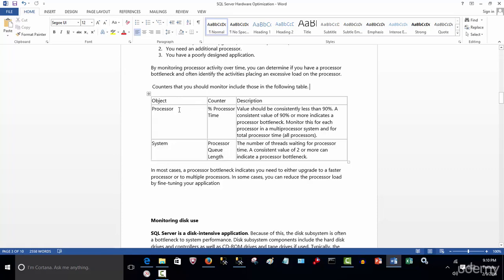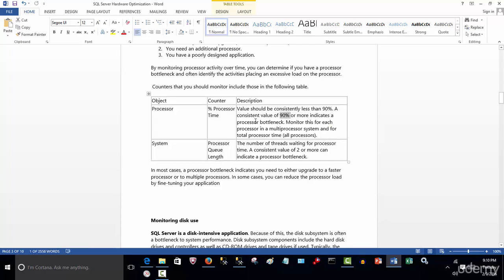So we're going to look at the processor object, and within that, as I said, there's many more, but the one we're looking for, and certainly look at, is percent processor time. This value should be greater than 90%, consistently... less than 90%. That doesn't sound right. A consistent value of 90% or more indicates a processor bottleneck. I like to have a threshold of about 80-85%.